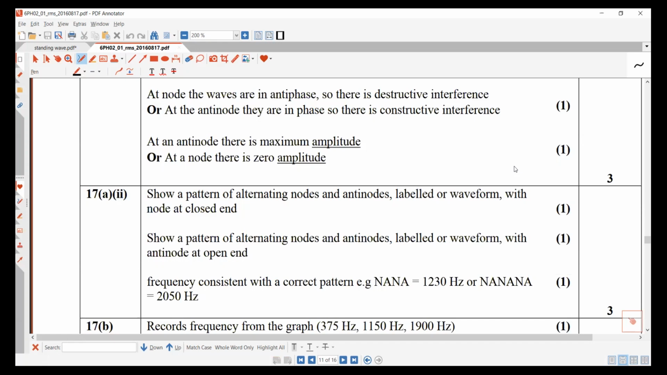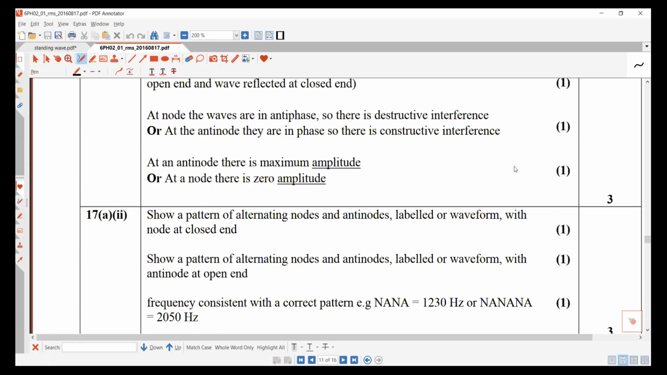Okay, so they wrote over here. See what to draw? Which we did. Otherwise, you can also draw it this way. What do you mean by node, antinode, node, antinode? N stands for nodes, A stands for antinode.